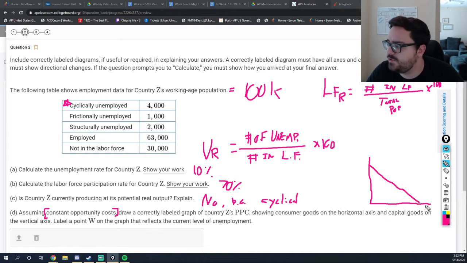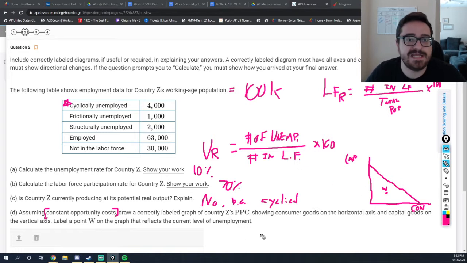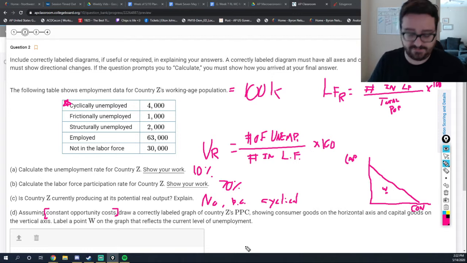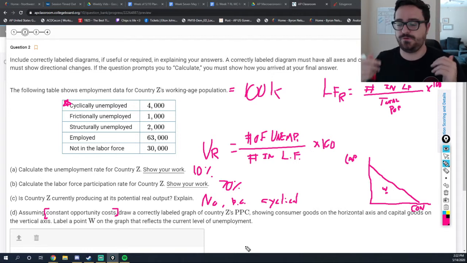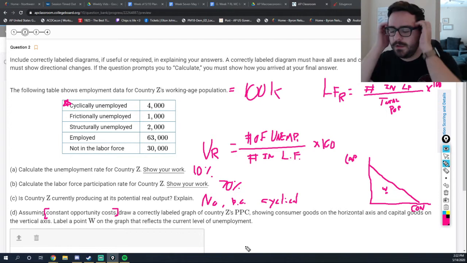I've got consumer goods, I'm just going to put con. Capital goods, cap. Then the current point W represents the current level of unemployment. Well, we're in a recession, so we're currently inside the curve. So this is the answer to part D. And again, constant opportunity cost means straight line. If it's increasing opportunity costs, it's a bowed-out curve. You won't see decreasing opportunity costs because that's not mathematically or logically possible in this context.